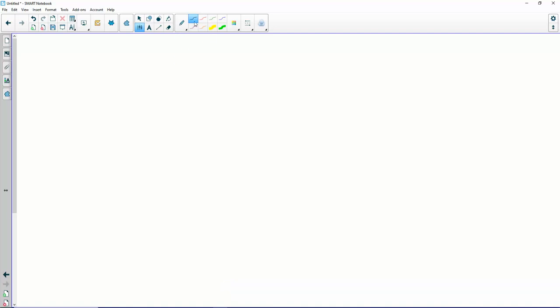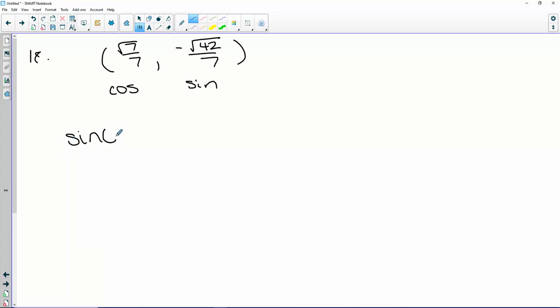So on 18, what we know is that radical 7 over 7 and negative radical 42 over 7 is on the unit circle. And for every point on the unit circle, we know all those ordered pairs, the x is your cosine and the y is your sine. So I'm asking you to find all 6 trig functions. So sine is just your y. Cosine is just your x.